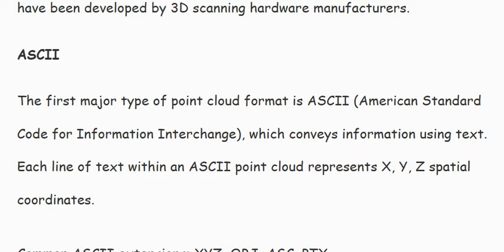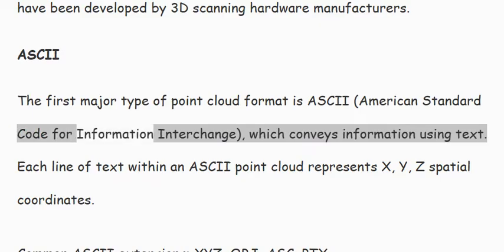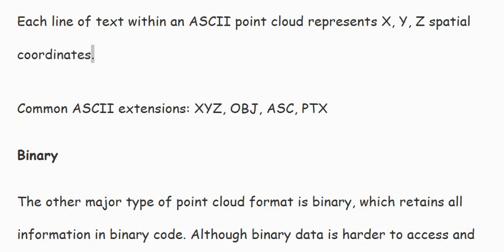ASCII. The first major type of point cloud format is ASCII, American Standard Code for Information Interchange, which conveys information using text. Each line of text within an ASCII point cloud represents x, y, z spatial coordinates. Common ASCII extensions: XYZ, OBJ, ASC, PTX. Binary.